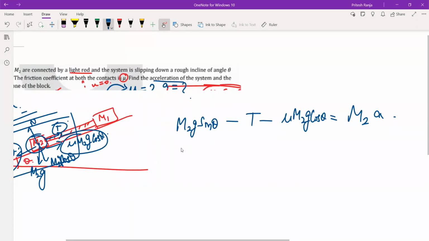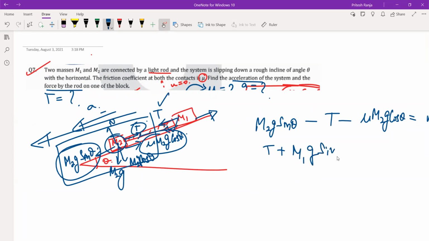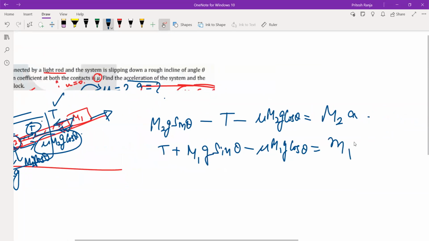Similarly, if you observe block M1, tension is in this direction, and friction is in the same direction. So I'll just replace M2 with M1 with a little change. It will be T plus M1g sin theta minus mu M1g cos theta is equal to M1 into A.